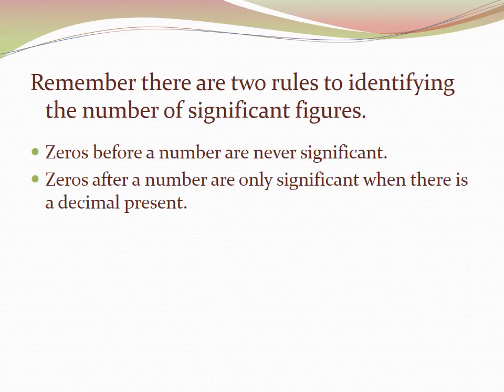Remember, there are only two rules to identifying the number of significant figures. Zeros before the number are never significant, and zeros at the end of the number are significant when there is a decimal.